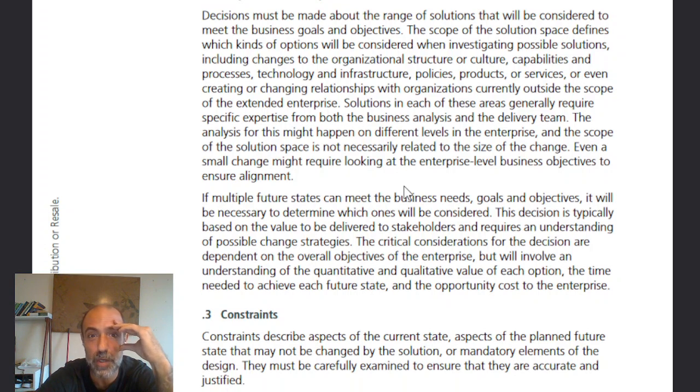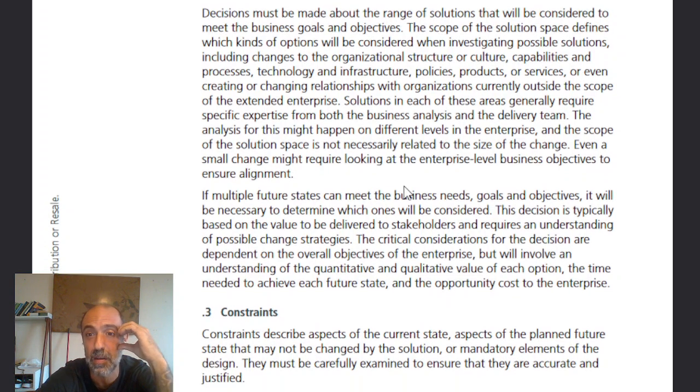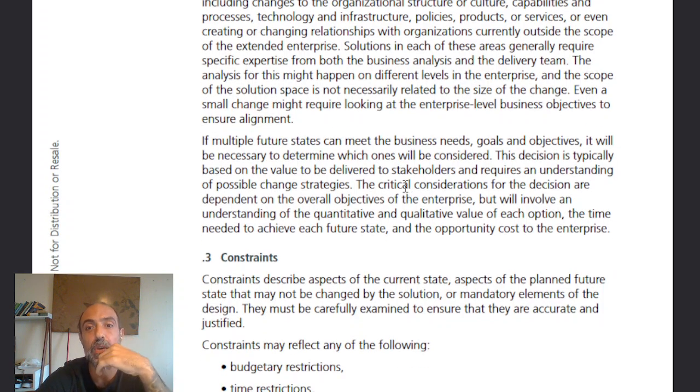Solutions in each of these areas require specific expertise from both the business analysis and the delivery team. The analysis of this might happen on different levels in the enterprise, and the scope of the solution space is not necessarily related to the size of the change. Even a small change might require looking at the enterprise level business objectives to ensure alignment. So the idea behind this is that we're iterating, right? We're looking at what the solution is, where the business is, and how they combine with each other and how far it is. And we need to make sure the things that we're looking at are necessary for how we're trying to get things done, or else we might overwhelm ourselves, or it could be underwhelming, which means it's not really fulfilling its purpose.